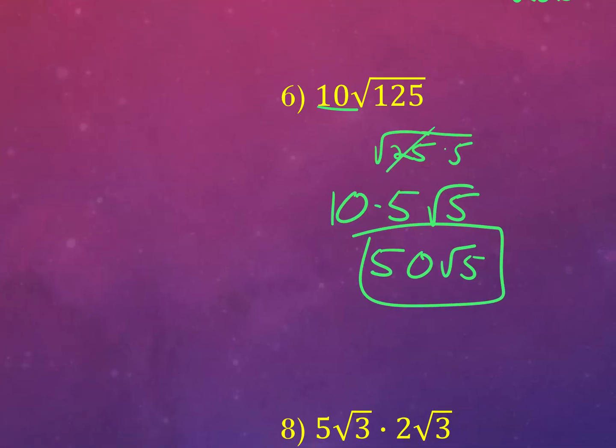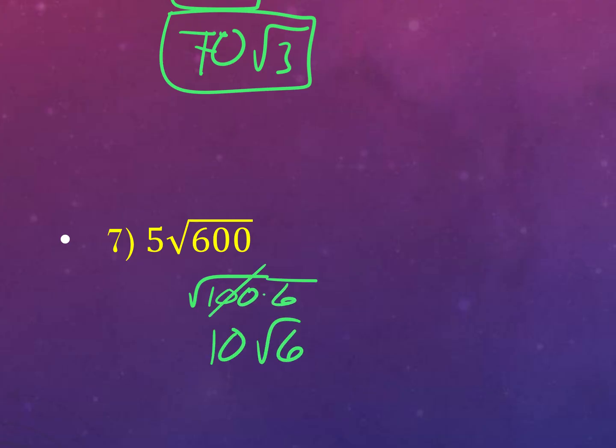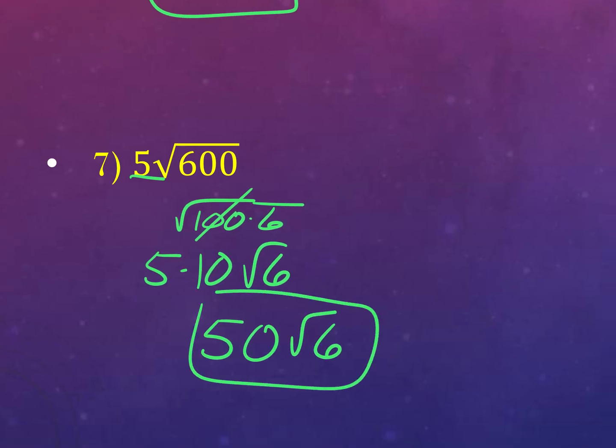All right, good. What do we get for the next one? Okay, good, right? We know 600. This one should be an easy one. What perfect square goes in 600? 100, right? So we get 100 times 6. So we get 10 square root of 6. We can bring down the 5. This becomes 5 times 10 square root of 6. So 50 square root of 6.